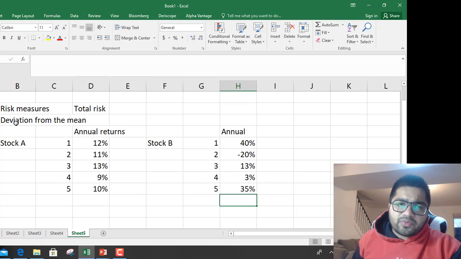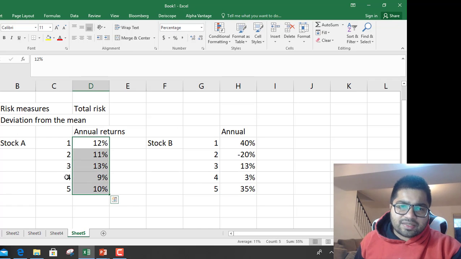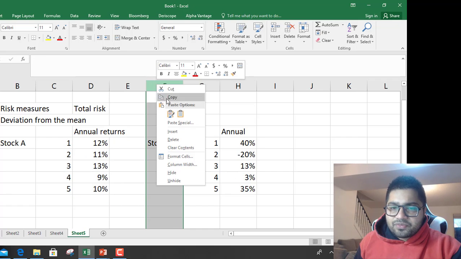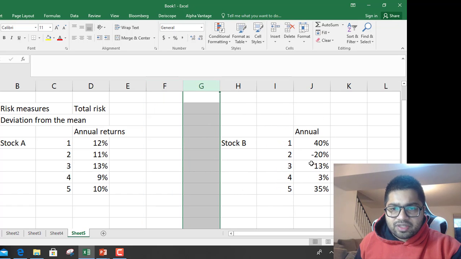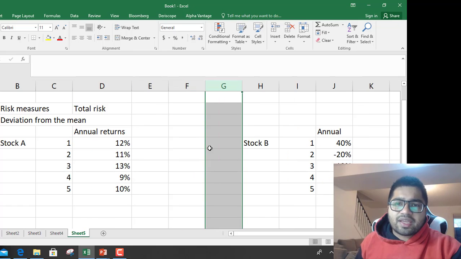Now you have to find out which stock has more risk involved. On the face of it, stock A appears to be much more stable. It is 11, 12, 9, etc. Stock B appears to be much more volatile. But can we measure these? Can we definitely say that stock A is less risky than stock B? Yes, we can do that. So how to do it? We have to calculate standard deviations for these two stocks. First I'll do it for stock A, then we'll repeat the process for stock B.